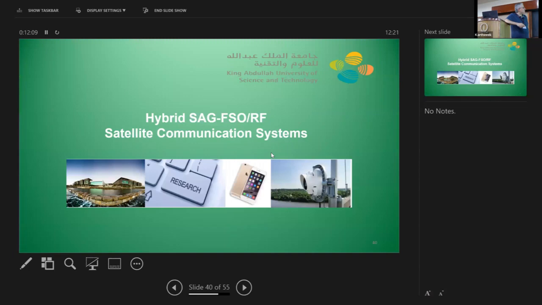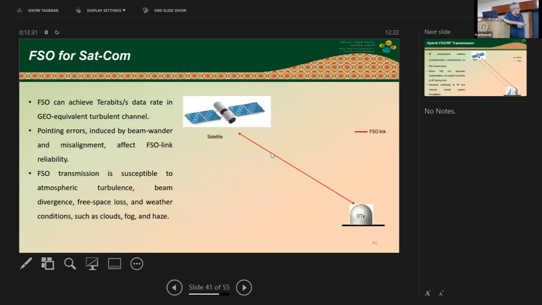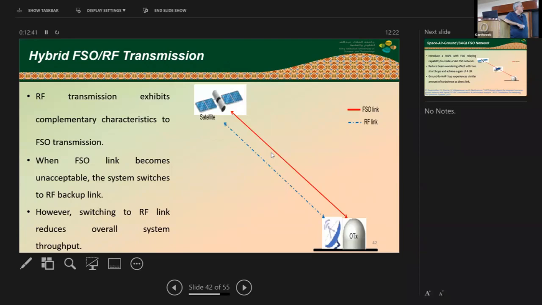Now, I will conclude in the last 10 minutes or so my talk by explaining how we can integrate FSO with a hybrid, let's say, integrated space air ground network, as I talked to you about in the beginning. So this is the model we started with. I told you about this nice potential of using FSO as a feeder link, but obviously FSO will have to deal with turbulence, and typically when you have FSO, you always have a backup RF.